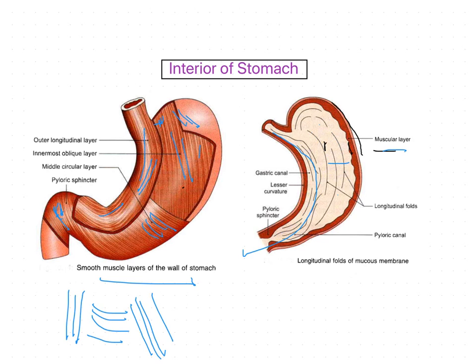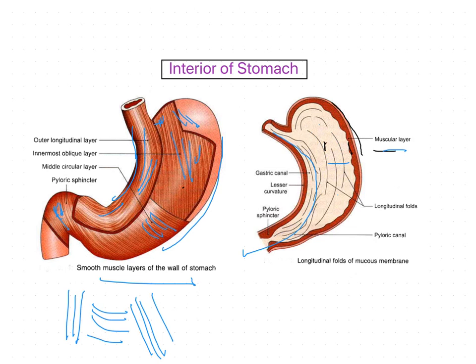The rest spread to the fundus and the body of the stomach. The rest form a well developed ridge on each side of the lesser curvature and greater curvature. Okay, these fibers on contraction form the gastric canal.